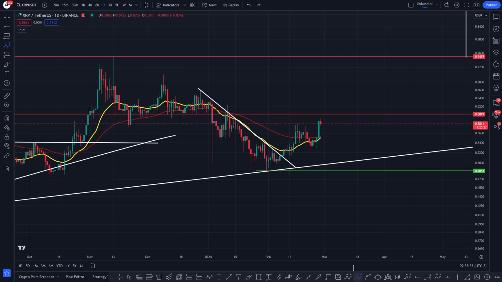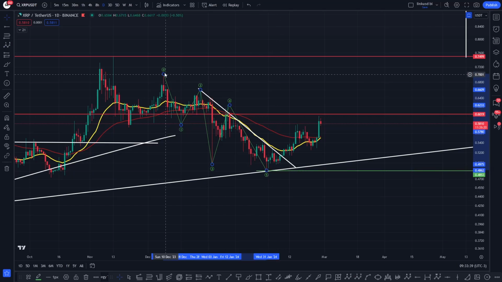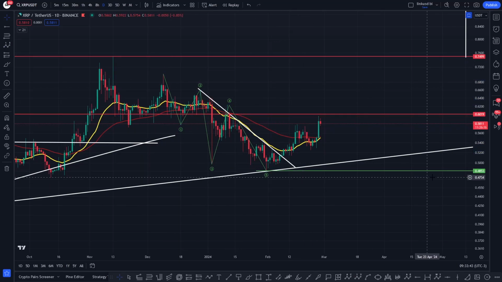So within the C wave, take a look at this. There's your 1, there's your 2, there's your 3, there's your 4, there's your 5. So technically I'm looking at it being some kind of C wave for XRP. Obviously it'll be invalidated if you lose that green line, and then obviously the show's not over.